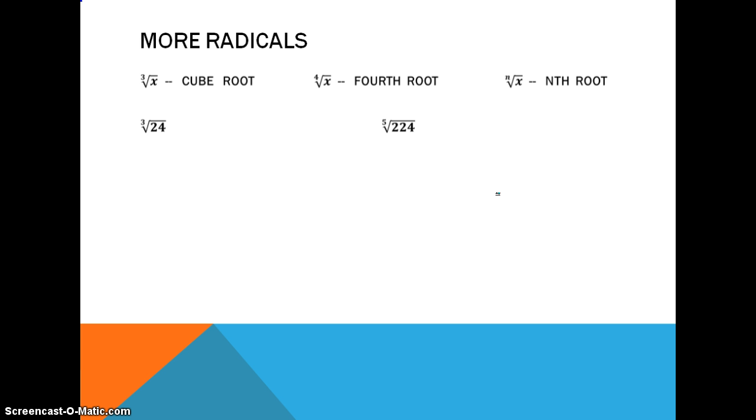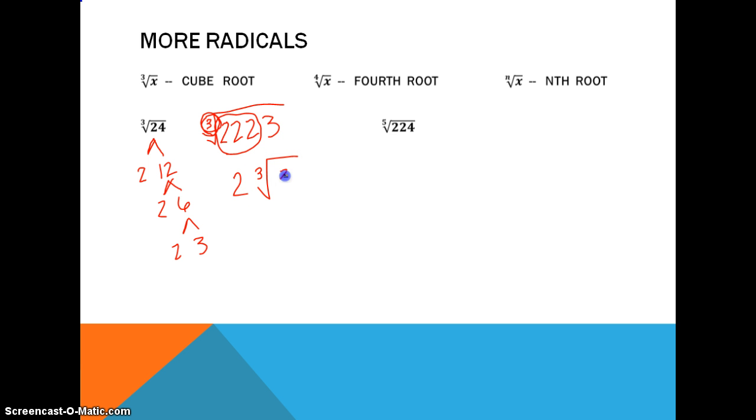So if we look at the cube root of 24, we're going to start out the same way we do with square roots. So we have 2 times 12. 12 becomes 2 times 6. 6 becomes 2 times 3. So we end up with the cube root of 2 times 2 times 2 times 3. And now instead of looking for groups of 2, we're going to be looking for groups of 3 because it's a cube root. So we have one group of 2's. For every group we pull 1 out. So we're left with 2 times the cube root of 3. And we can't simplify that anymore, so that is our answer.